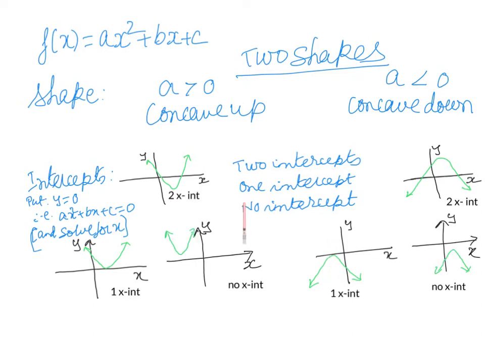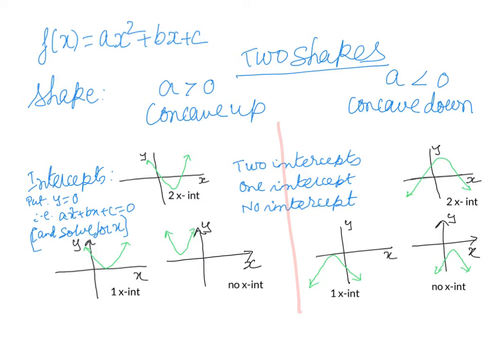Now, no x-intercept. The graph for no x-intercept implies that the graph does not intersect the x-axis. This is a concave up, and look at the concave down also, no x-intercept. So look at these three figures now. This is two x-intercepts, one x-intercept, and no x-intercepts, for both the graphs, concave up and concave down. So this is a very crucial understanding that we must have here. I hope it is clear, what we discussed earlier.